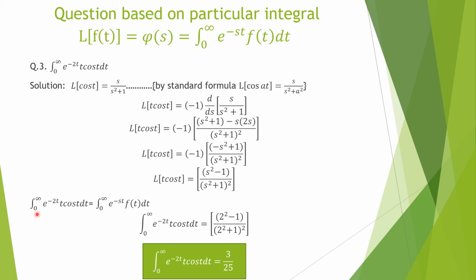Okay, now 0 to infinity e raised to power minus 2t and this, so we compare with our basic form, that is 0 to infinity e raised to power minus st function of t dt. So we can say that our value of s is equal to what? 2. So we have to put the value s equal to 2. So it will be 2 square minus 1 upon 2 square plus 1 the whole square. So the value will be 3 upon 25. So that's why this question is called a particular integral value question.